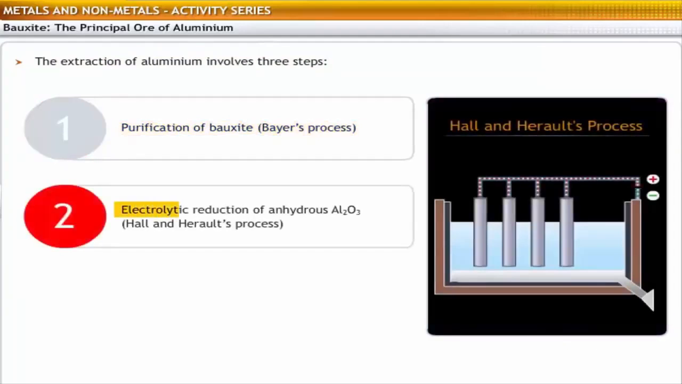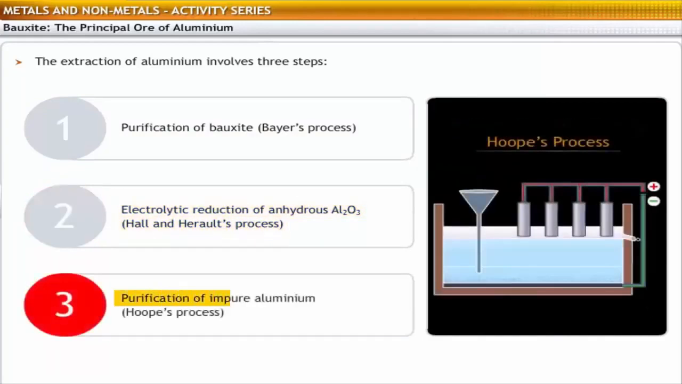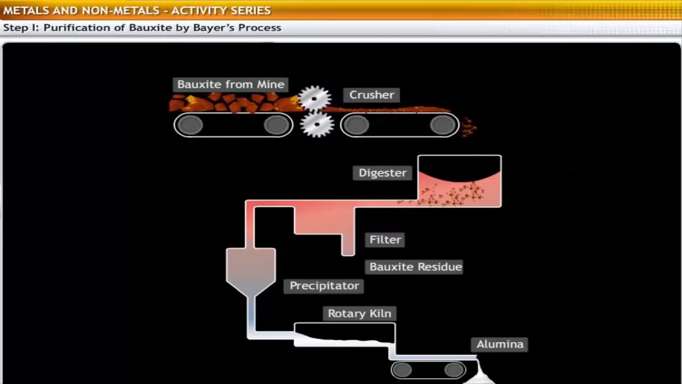Next, the electrolytic reduction of anhydrous Al2O3 by Hall and Heroult's process. The last step is the purification of impure aluminium by Hoope's process. The first step in the extraction of aluminium is the purification of bauxite through a process called Bayer's process.